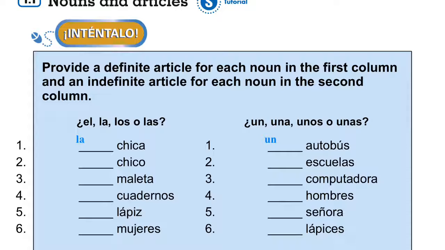Muy bien. Okay, the next one we have cuadernos. What is cuaderno? I use it every day with you. You guys are writing in it right now. Cuaderno is notebook. Good job. So we have cuadernos. Is that singular or plural? Plural. Good. Is it feminine or masculine? Does it end in O or A? Muy bien. So what do we use? Los cuadernos.